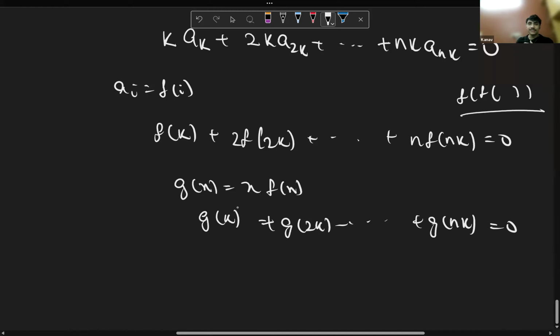There are way too many conditions, right? If I list down every condition for every k, that's too many conditions. How do I reduce them? Because a function has way too much freedom. I can literally choose a function pointwise. So again, I have too much freedom, and I should be able to utilize it smartly.